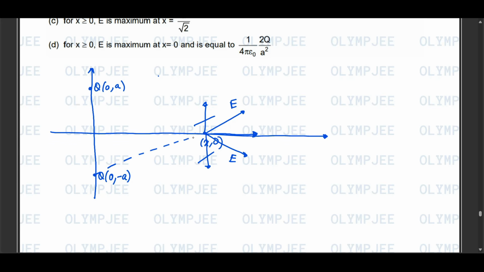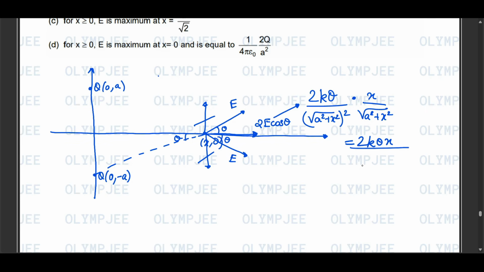and this is theta, so this is also theta and this will also be theta. So this will be 2E cos theta, and this can be given as 2 multiplied by kq divided by, this is a and this is x, so a square plus x square whole square multiplied by cos theta, which is x by root a square plus x square. So this will be 2kqx divided by root a square plus x square raised to power 3.